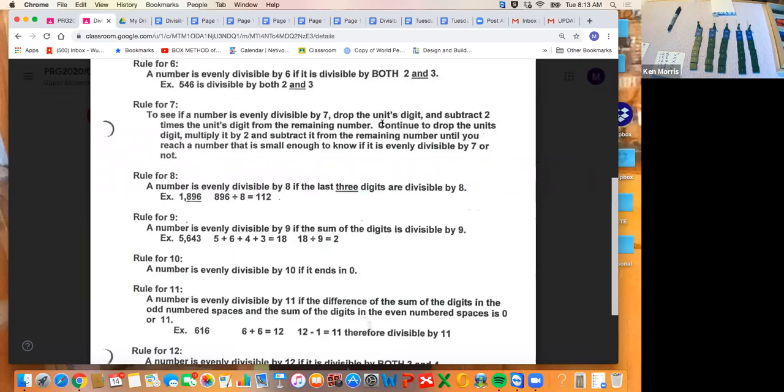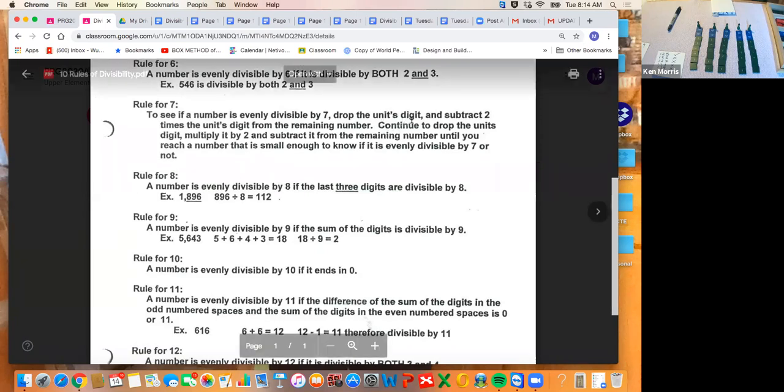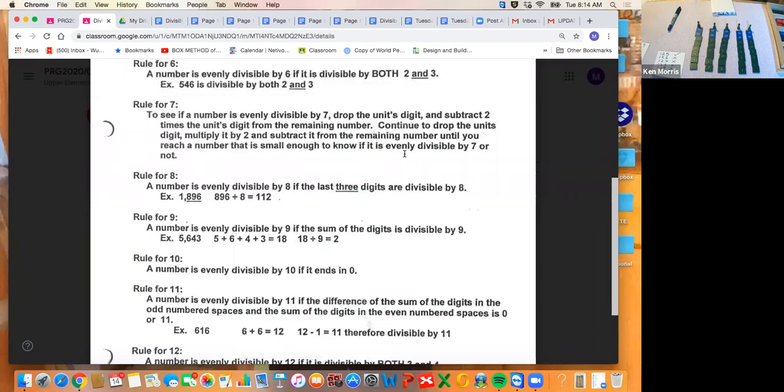And you could do this. You continue to drop the units digit, multiply it by 2 and subtract it, and you reach a number that is small enough to know if it is evenly divisible by 7 or not. So you get to 28 or 21 or 14 or 35. Again, I'm not sure you're ever going to use this rule. I think it's just as easy to plug it into the calculator and figure it out. But they're kind of fun. You could have children play with this. If you give them some examples, let them do it, especially those children who are into puzzles.